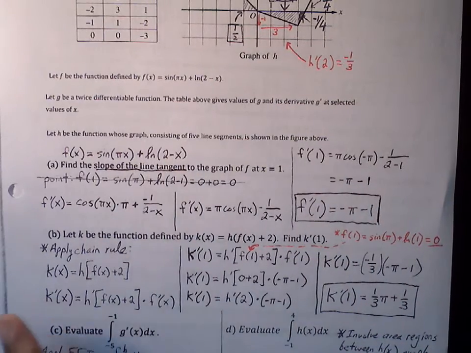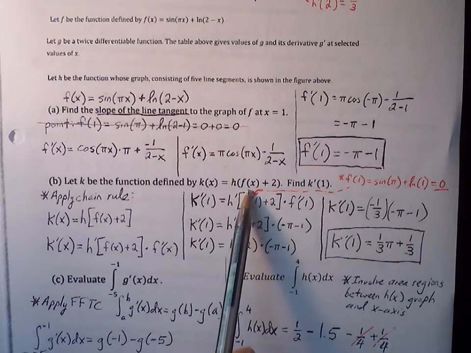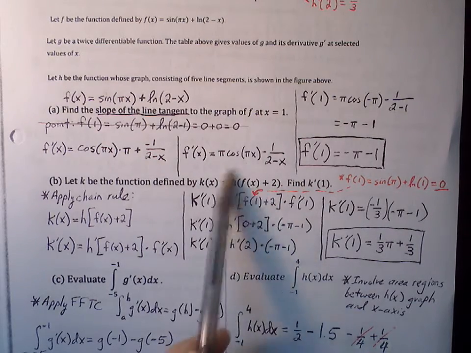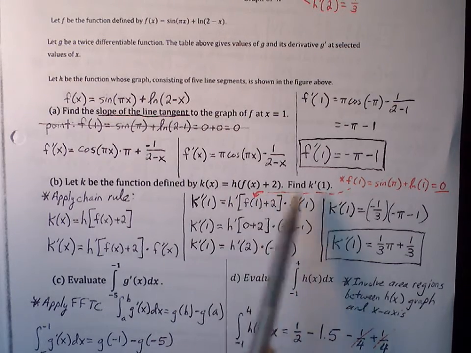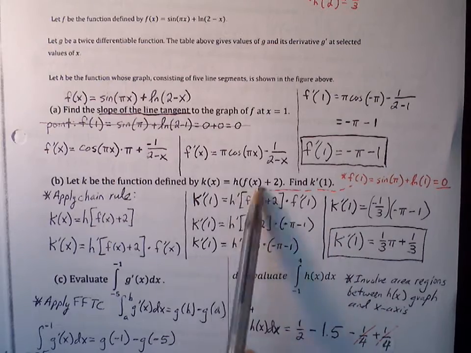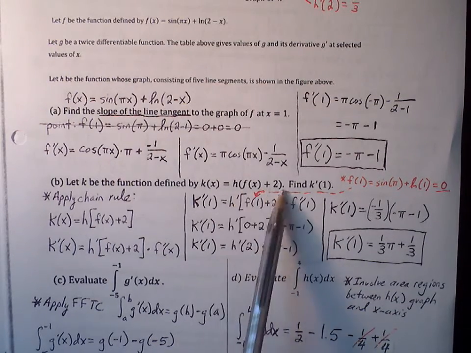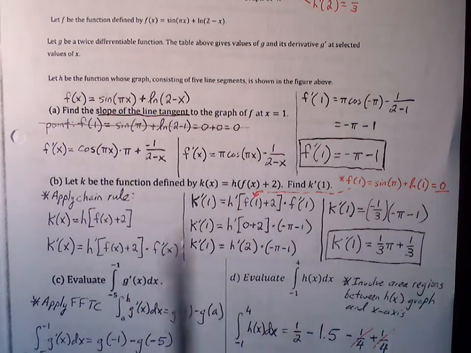For part B, let k be defined as h of f of x plus 2. This f of x plus 2 is all contained within the h function, so if we want to find the derivative, it says find k prime of 1, we have to recognize this as chain rule and not product rule. It's not h of x times f of x plus 2. This is a function inside of h.